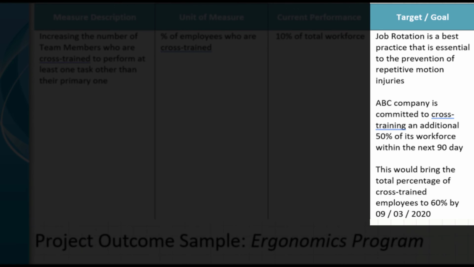This target goal checks all the boxes. Job rotation is a best practice that is essential to the prevention of repetitive motion injuries. ABC Company is committed to cross-training an additional 50% of its workforce within the next 90 days. This would bring the total percentage of cross-trained employees to 60% by September 3rd, 2020. So we have our deadline that we're trying to meet. We know what we're trying to accomplish, why we're trying to accomplish it. It's very clear.